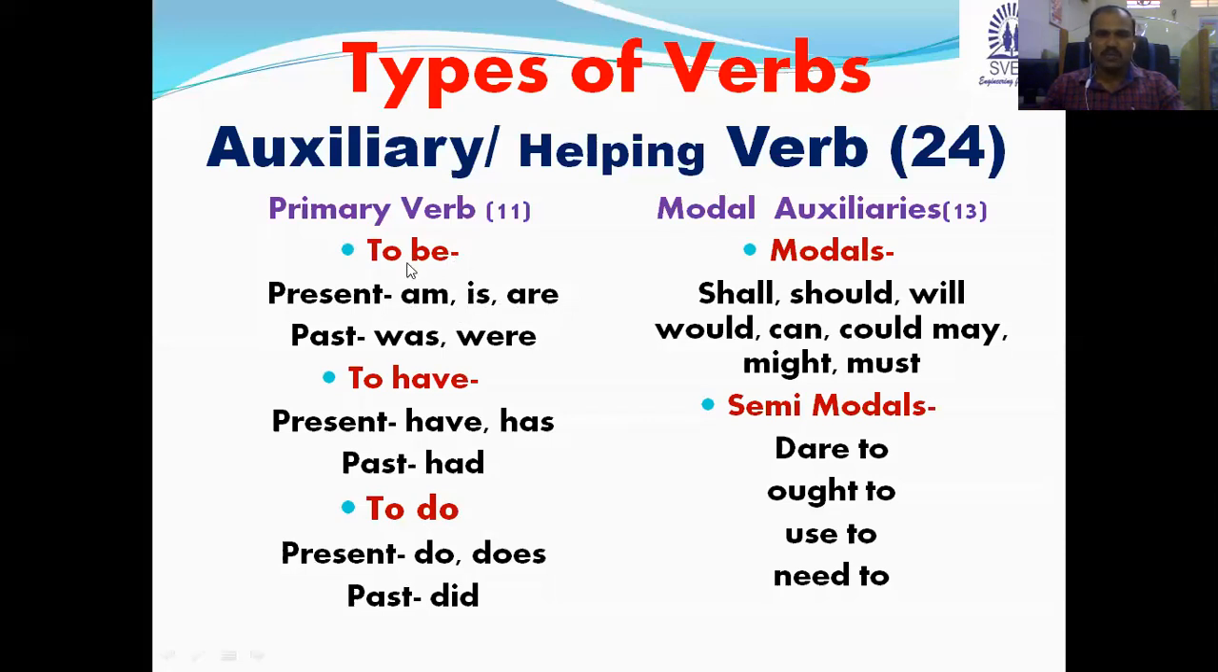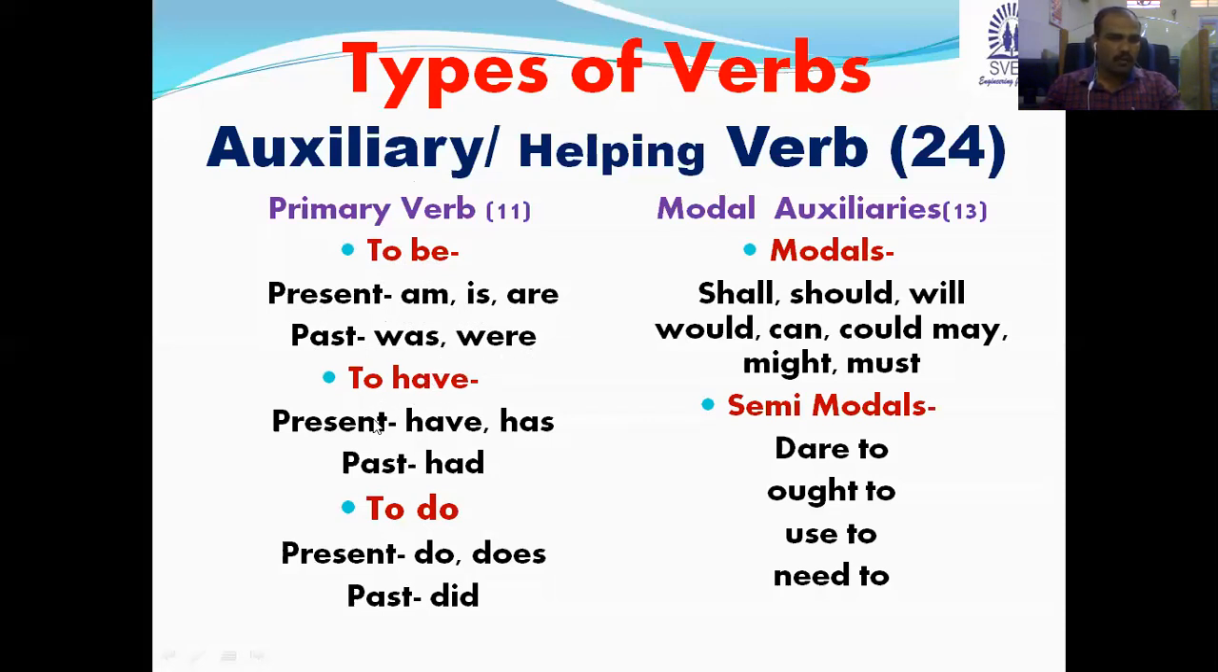It means that to be, form of to be. What are the forms of to be? Am, is, are, was, were. These are the forms of to be. In present, am, is, are. In past, was, were. As we had discussed while discussing about the pronoun: I am, we are, you are, he is, she is, it is, they are. I was, you were, we were, he was, she was, it was, they were.